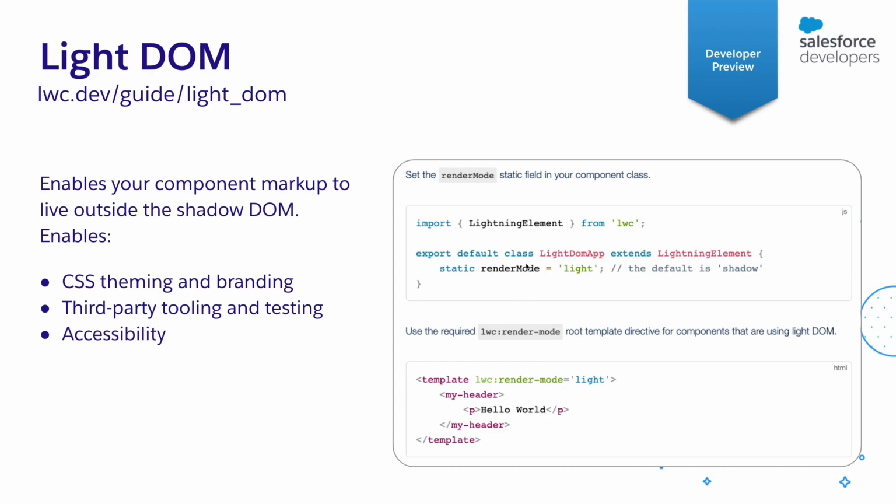The only thing that you have to do is to define in the JavaScript file of your component that the render mode is going to be light instead of shadow, right? And then in the template that you want to make light, I mean we are going to have the regular DOM, not the shadow DOM one, you have to indicate a directive which is lwc:render-mode light. As I told you, this is going to help with CSS theming. It's going to help with third-party tooling and testing.